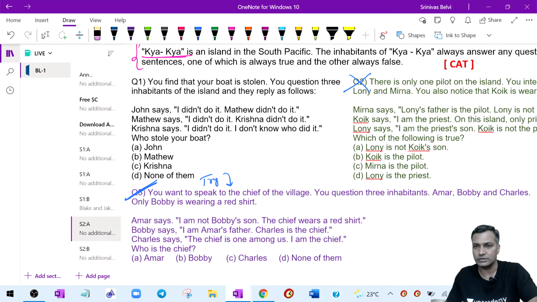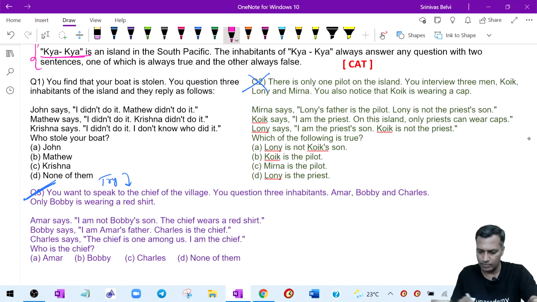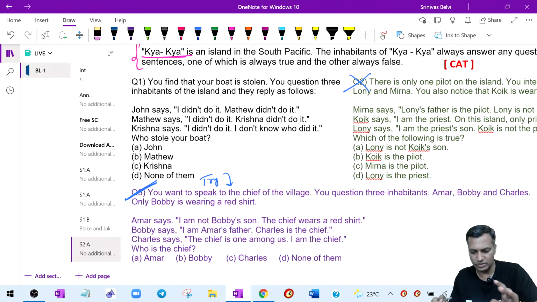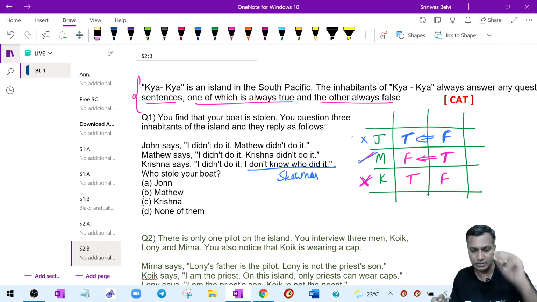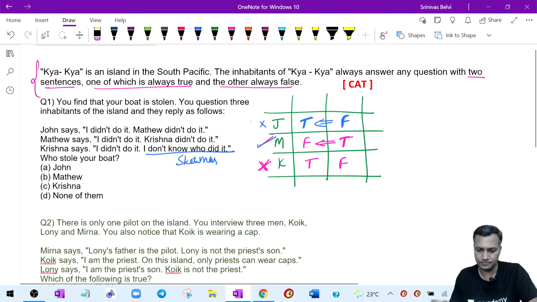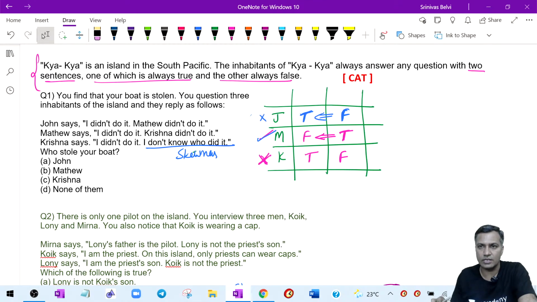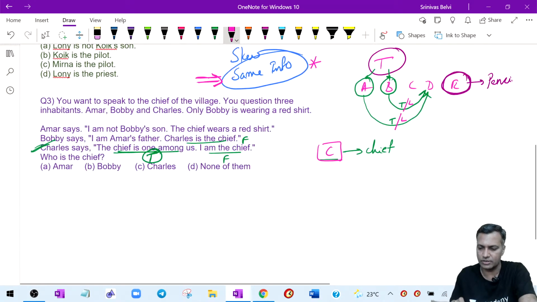Otherwise, how do you answer this? If you don't know anything about these characters, then how do you answer this question? We can't answer, right? It's not possible to answer because they can be liars. They can be truth tellers. We can't answer. It's the same information based on which all these questions are constructed.